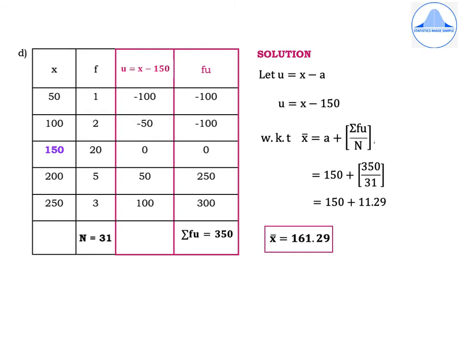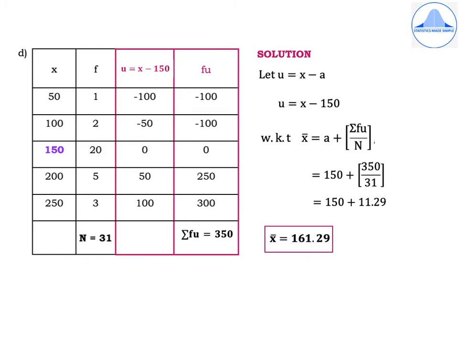Division D. The x values are 50, 100, 150, 200, 250. Frequencies are 1, 2, 20, 5, 3. So find out capital N, which is equal to 31. Under solution, let's start with let u be equal to x minus a. The middlemost x value is 150. So u is equal to x minus 150. Then write, we know that x bar is equal to a plus summation fu by capital N.